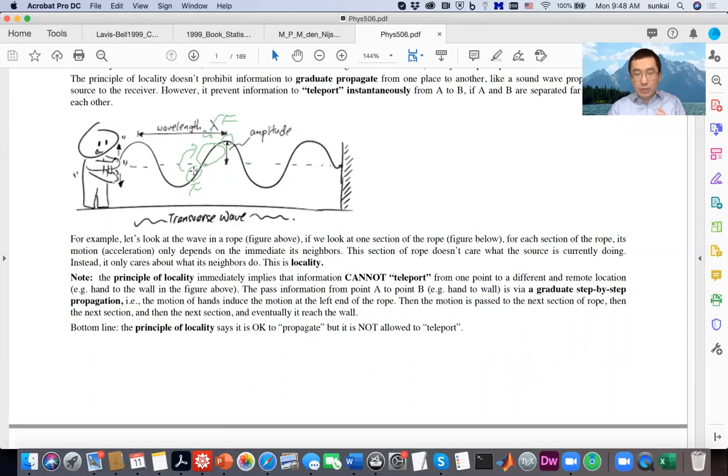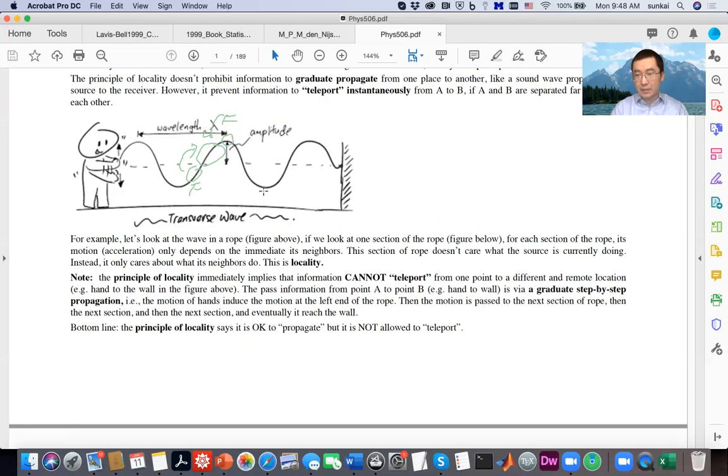In other words, information can be propagated from one section of the rope to the next section, and then that section propagates information to the next, gradually. This is called the propagation of information, and this is also why in quantum field theory we use the terminology of propagator. It means that things gradually propagate. But the information cannot tunnel suddenly from one end to the other end. The information can only move step by step. That's the principle of locality.